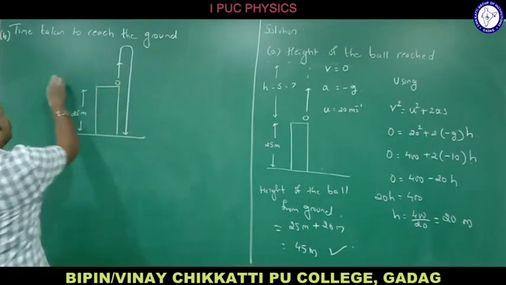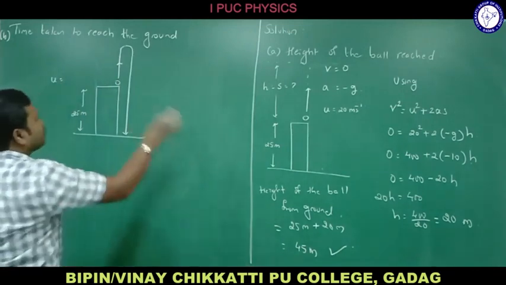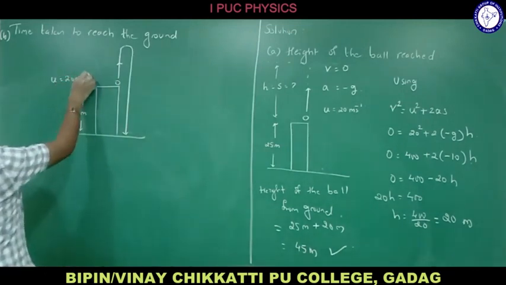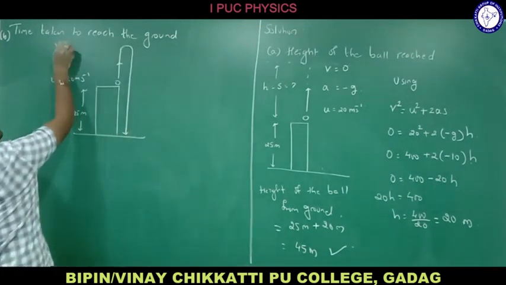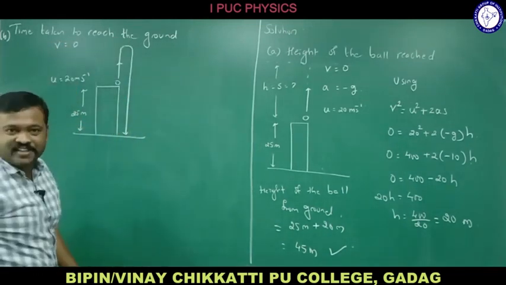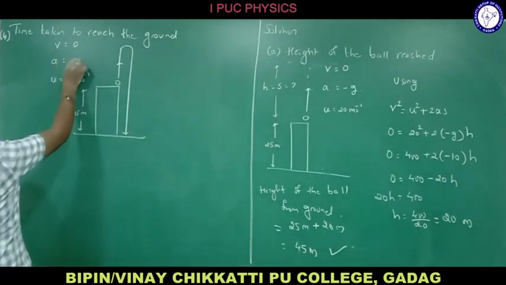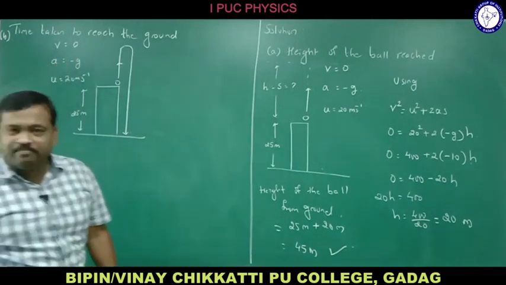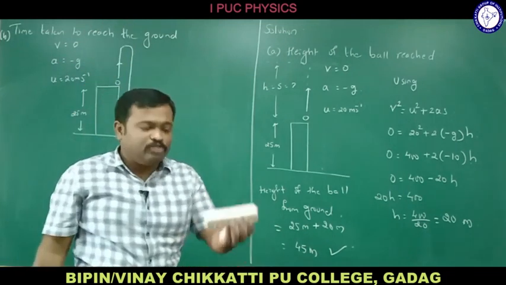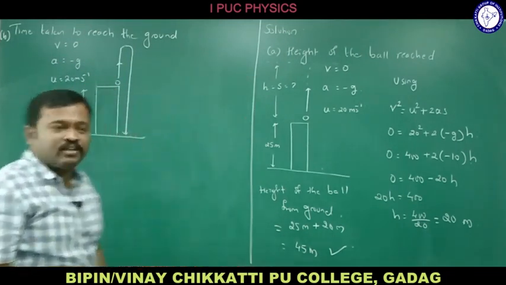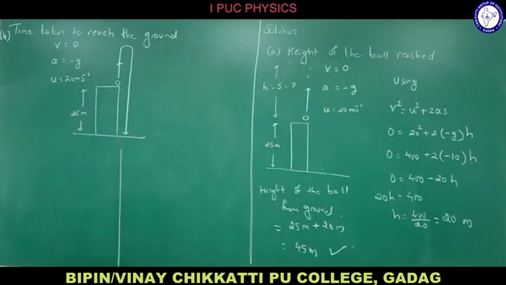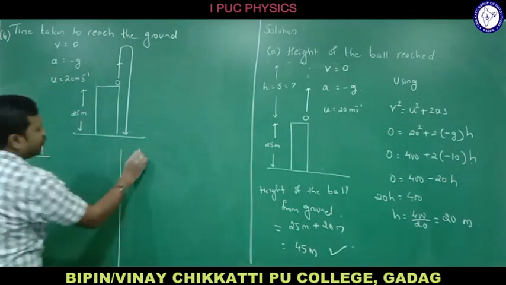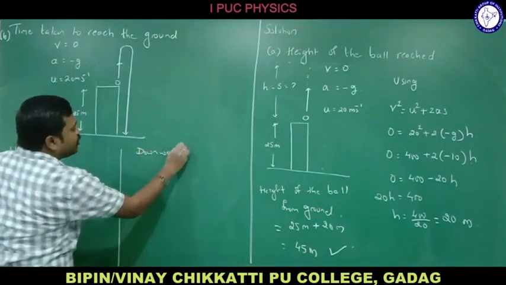Come on, tell me, what is the initial velocity? u is equal to how much? 20 meters per second, right? What is the final velocity at this point? We know the final velocity is 0. What is the acceleration then? Acceleration is minus g. Why minus g? Because the body is moving upwards. Whenever a body is moving upwards, take acceleration as minus g. Right? So we need to calculate time. Okay, let me take two cases here: one upward motion, and next downward motion.